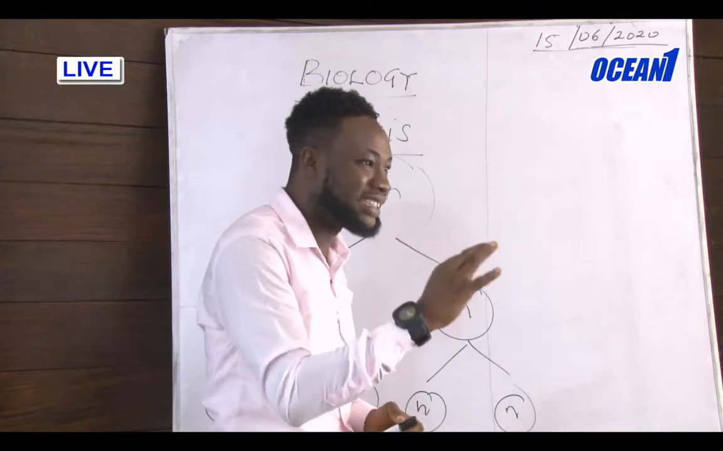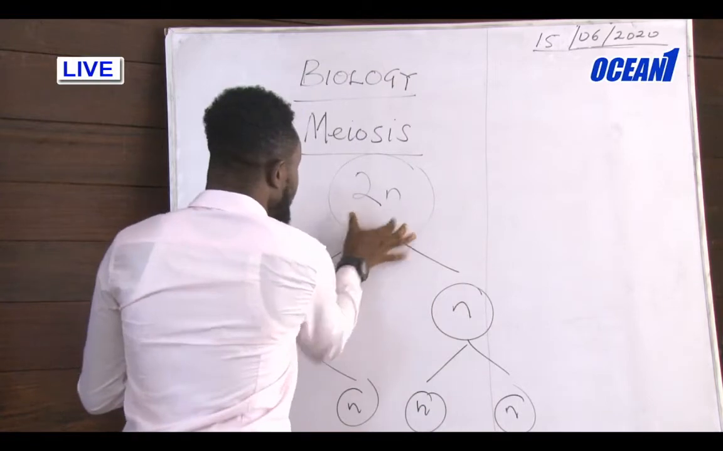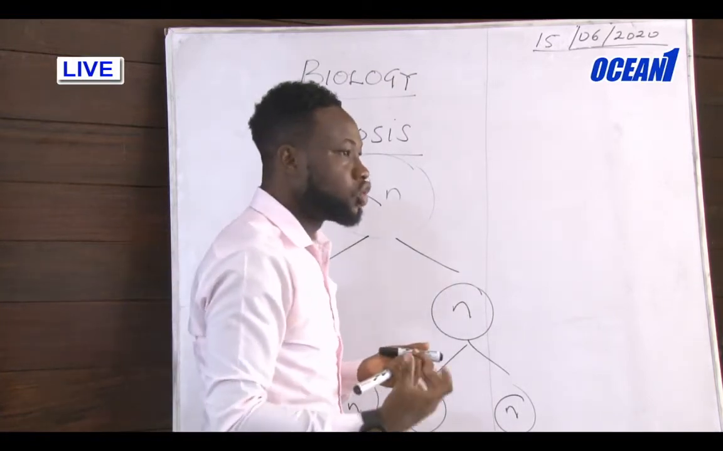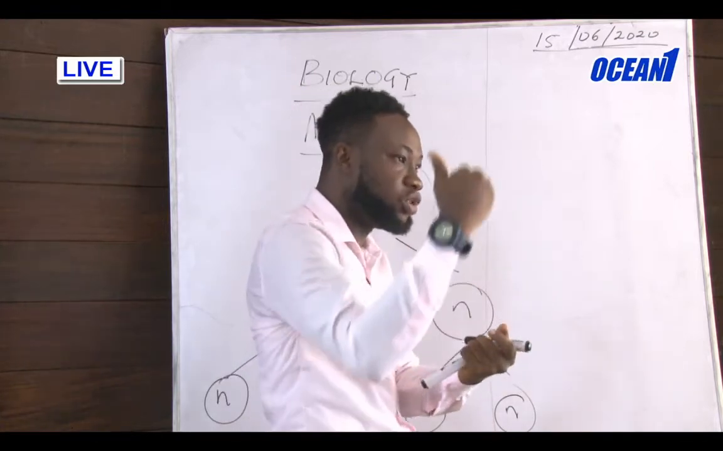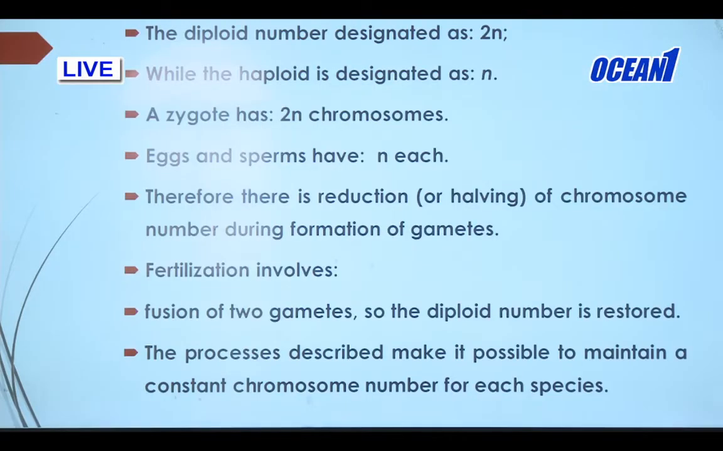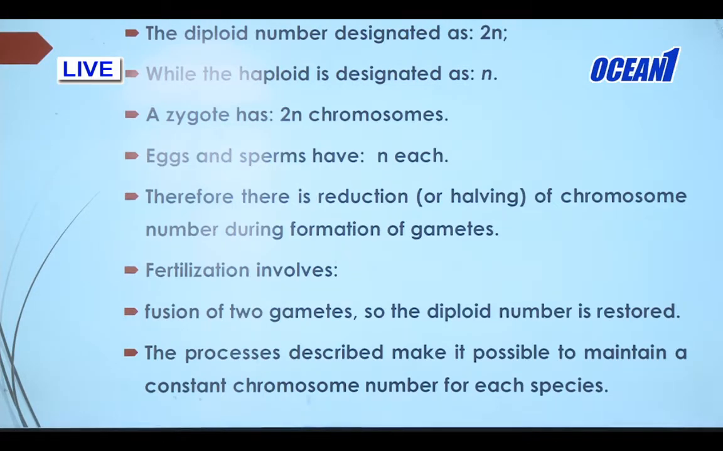Meiosis is therefore referred to as a reduction division. We started with 2N, but we are now having only 1N in each of the daughter cells, so the total number of chromosome sets we started with has reduced. Hence, meiosis is referred to as a reduction division. I hope you remember that we said mitosis is an equational division, because the number of chromosomes we started with in mitosis remains the same in the daughter cells. But in meiosis, the number of chromosomes you started with in the parent cell is halved in the daughter cells. The diploid number is designated as 2N, while the haploid number is designated as N. A zygote has 2N chromosomes, so each of the egg or the sperms will have 1N.